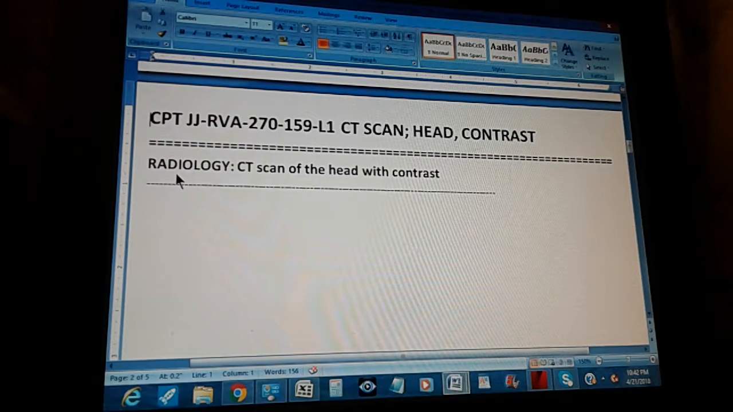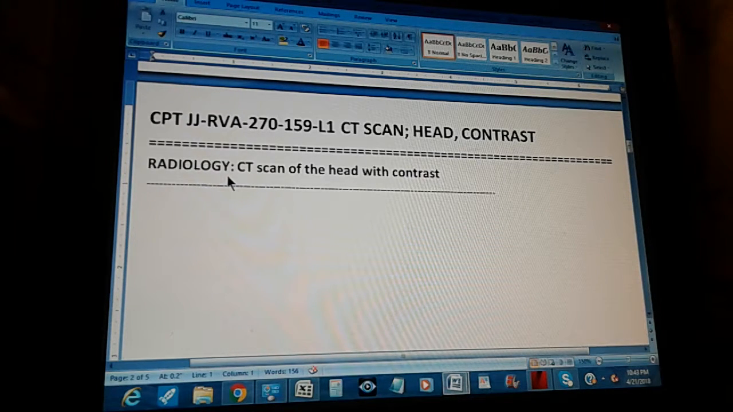Okay, so now let's read the definition of the procedure. It's the radiology section of the CPT book, and it reads like this. CT scan of the head with contrast. There's a CT scan of the head, and they're using contrast. So they're asking you to code this. We're going to count to 3, so you can give us the answer. What is the CPT code for a CT scan of the head with contrast?